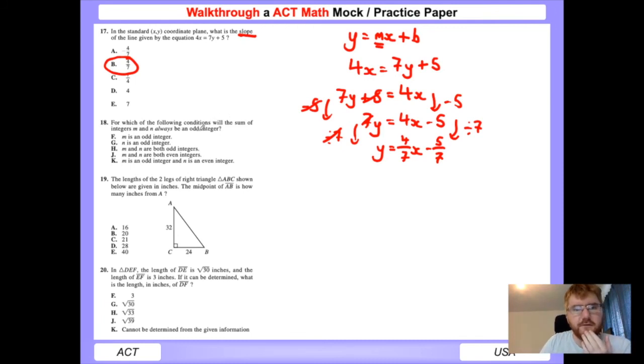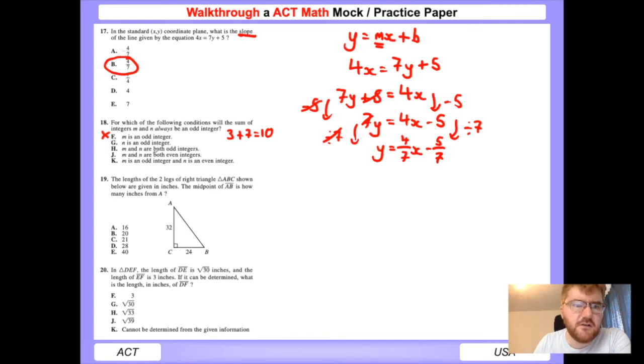Question 18. So for which of the following conditions will the sum of the integers m and n always be an odd number? So the way I tend to approach these questions is try some numbers and see if it fits. So if we try F, for example, so m is an odd integer, well, I can do 3, that's an odd integer, and if I add that to, say, another odd integer, 7, that's equal to 10, which is even, so that can't be true.